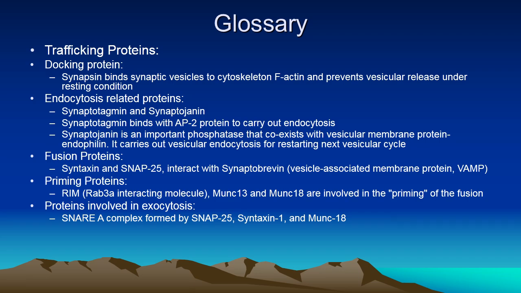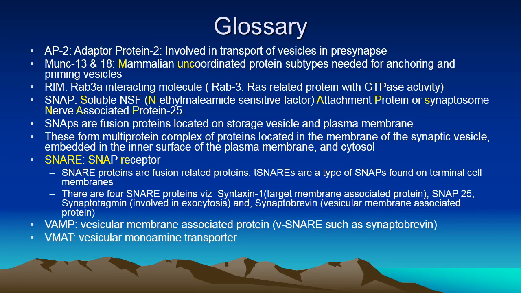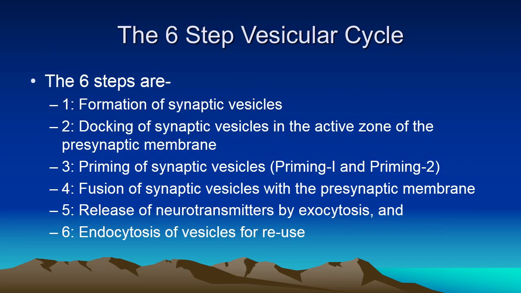Priming proteins that are particularly important are MUNC13 and MUNC18, and proteins are also involved in exocytosis, and they are called a SNARE group of proteins that contains SNAP25, syntaxin 1 and VAMP. These are the acronyms which will be used very frequently, so they have been detailed here for better understanding of the role of these proteins.